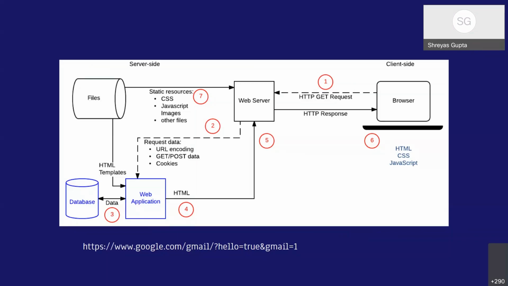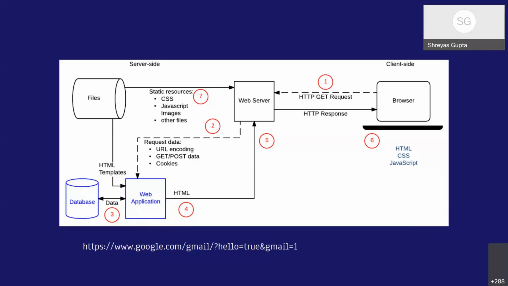Now the server may need to contact the database. The database stores all the data. For example, if you're logging in, this can be all the login data. Or if you're on some social media website, this can be all the posts and images, all of which are stored in the database. So when your web server needs to do something with that data, it will contact that database to maybe read some data or update some new data. That is the third point.